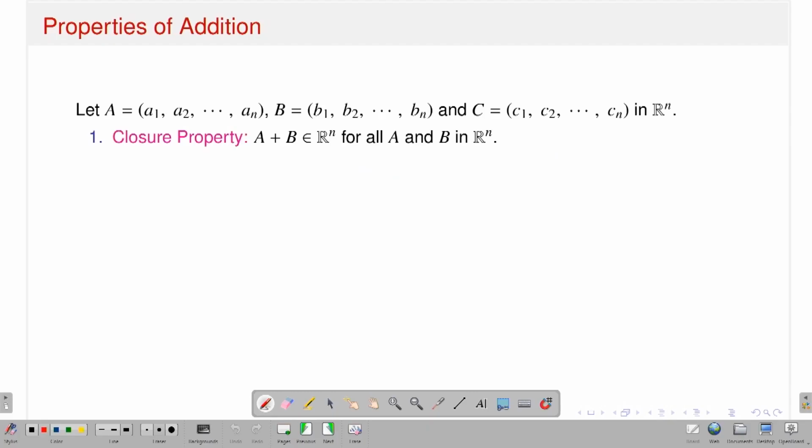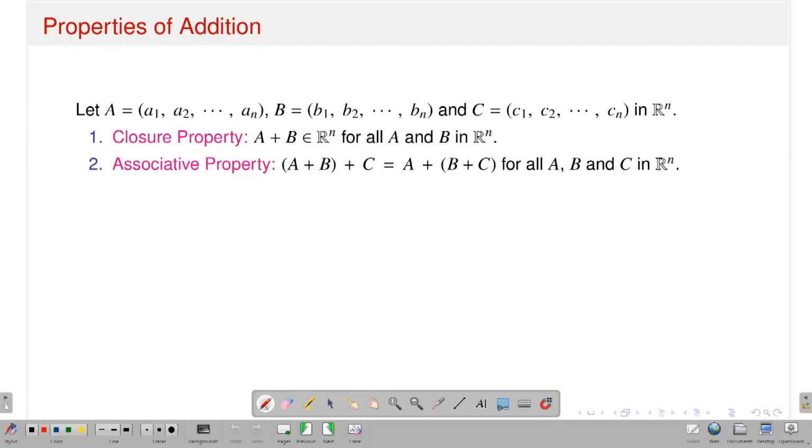Now, let us see the properties of this addition operation. The first property: if A and B are in Rn, then A plus B is also in Rn. So, adding two vectors in Rn gives another vector in Rn only. It is called the closure property.